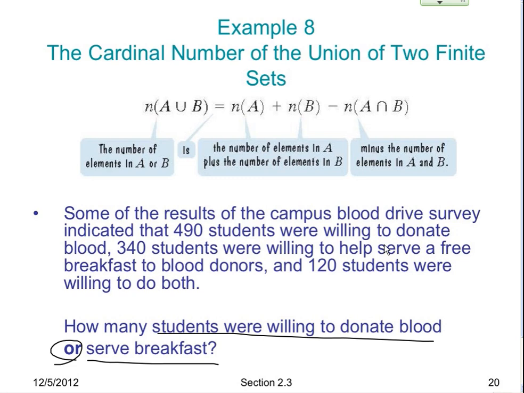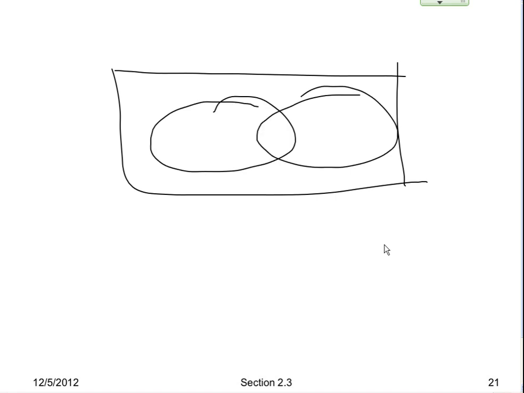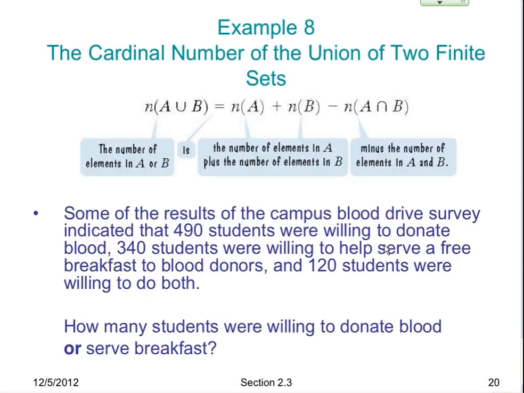So let's first draw a Venn diagram to figure out what the situation is. And when you have the Venn diagram, you're going to start on the inside and work your way out. In other words, start with who wants to do both. We had 120 students that were willing to both donate and serve a free breakfast. So that would be in the middle. That would be the intersection.